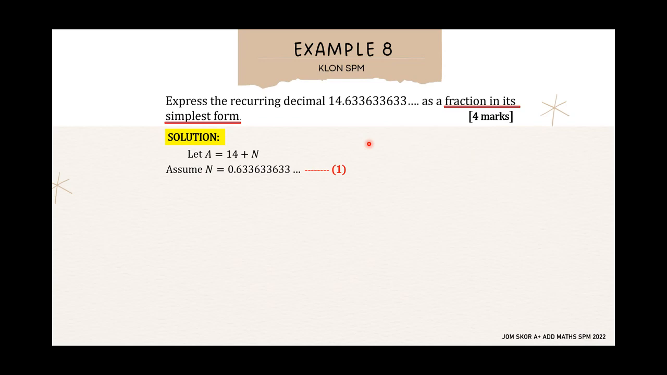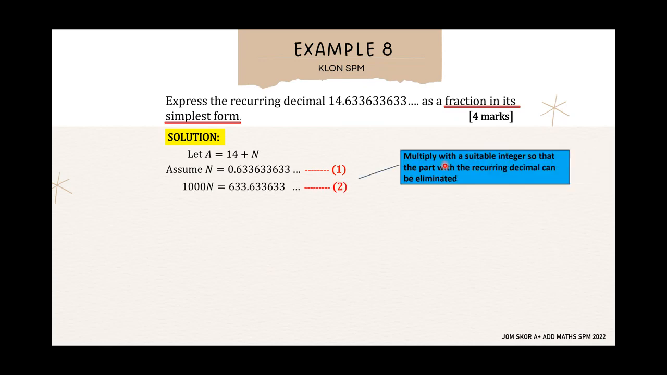Now, kita akan ulang step yang sama. So assume N is equal to 0.633633 as equation number 1. Okay, next adalah kita nak darabkan dengan suitable integer. Kalau kita perasan dekat sini, the recurring digit adalah berapa banyak? Recurring digit kat sini, 633 diulang. Kan dia ulang. So kita ada recurring digit sebanyak 3 digit. So the suitable integer adalah multiply by 1000.